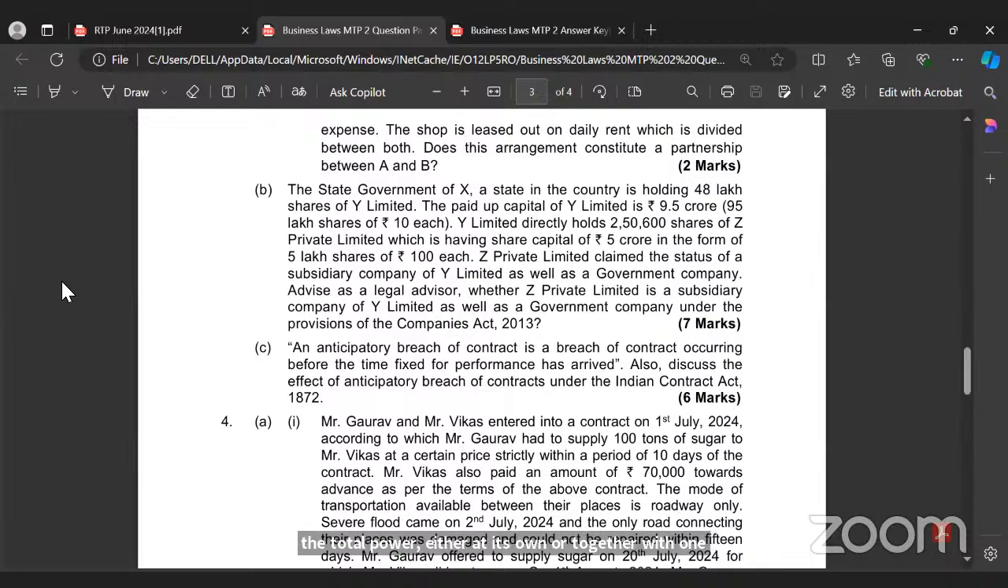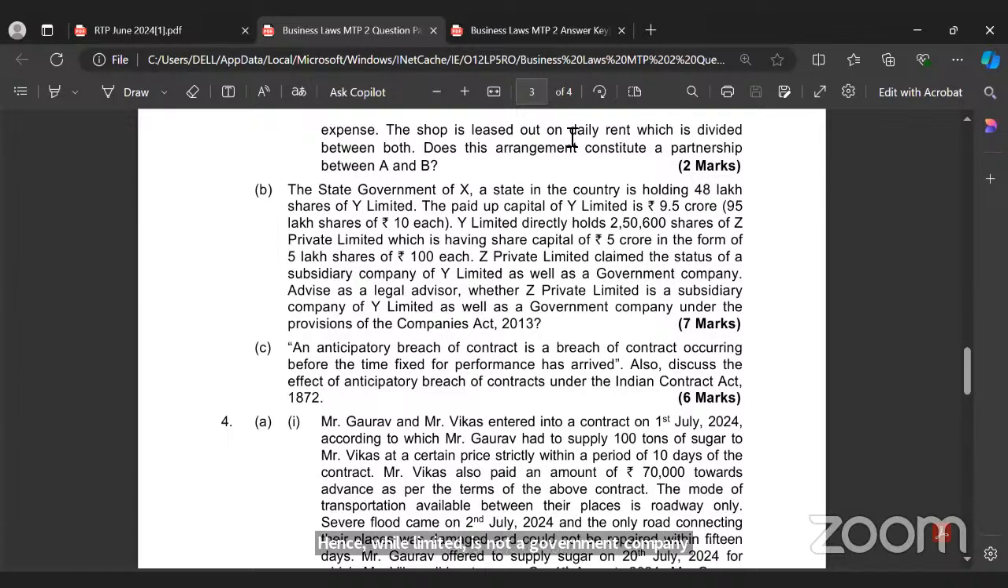In the instant case, the state government of X, a state in the country, is holding 48 lakh shares in Y Limited, which is below 51% of the paid up share capital of Y Limited. That is, 48.45 lakh shares is 51% of 95 lakh shares. Hence, Y Limited is not a government company.